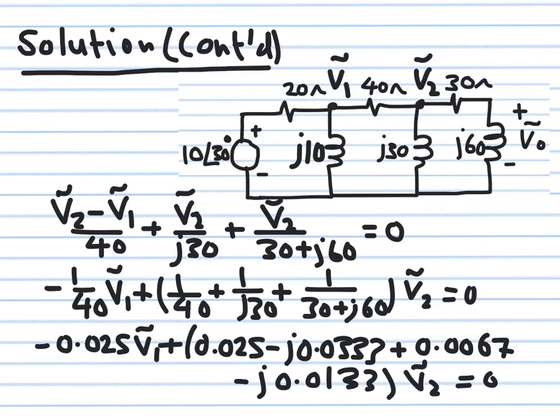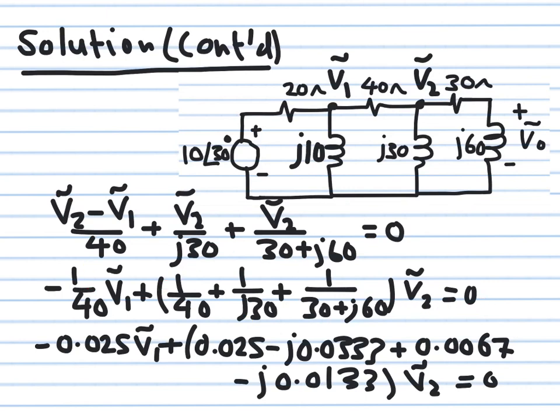And what I'm going to do now, I will start to collect the coefficients of V1 and V2, and remember we have to do it in order, otherwise we can make a mistake if we put it in a matrix form. So the coefficient of V1 here, I have only one coefficient, it's minus 1 over 40. The coefficient of V2, I have 1 over 40, I have 1 over j30, I have 1 over 30 plus j60. So I have three coefficients multiplying V2, and this is equal to 0.